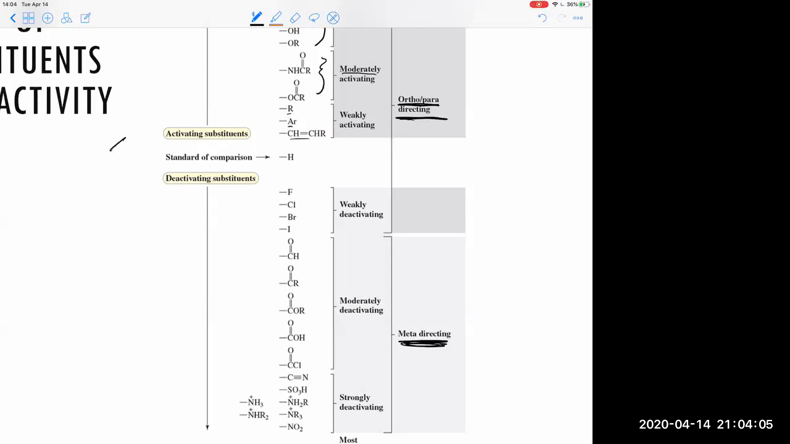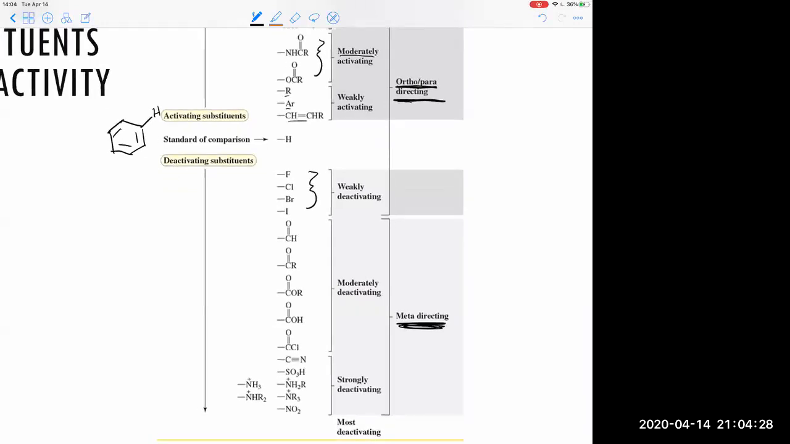And this is all, of course, when we're talking about this, the standard of comparison here is hydrogen, or just a naked benzene ring. So now we're comparing when there's a hydrogen there that's going to be substituted versus if there are all these other groups on there. Remember, our halogens are weakly deactivating because they're really electronegative. We have moderately deactivating groups. These all have carbonyls located directly next to the ring. Those can withdraw electrons through resonance.